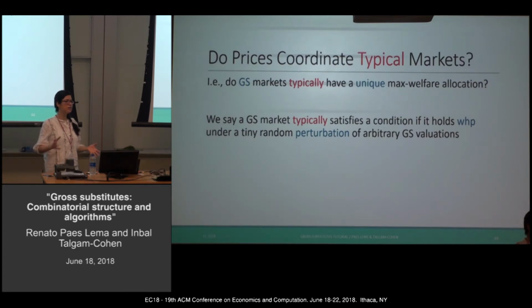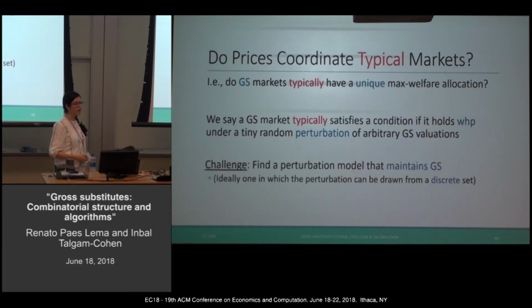If you take an instance and you perturb it a little bit, your running time maybe is good. So here, the same thing. You take the market, you perturb it a little bit, and you get this good property of having a unique welfare maximizing allocation. There's an extra challenge here, because if you start with a gross substitute market and you add a little bit of perturbation, do you end up with a gross substitute market? I mean, who says that happens? That doesn't hold in general. So we have to come up with a model of perturbation that maintains gross substitutability.